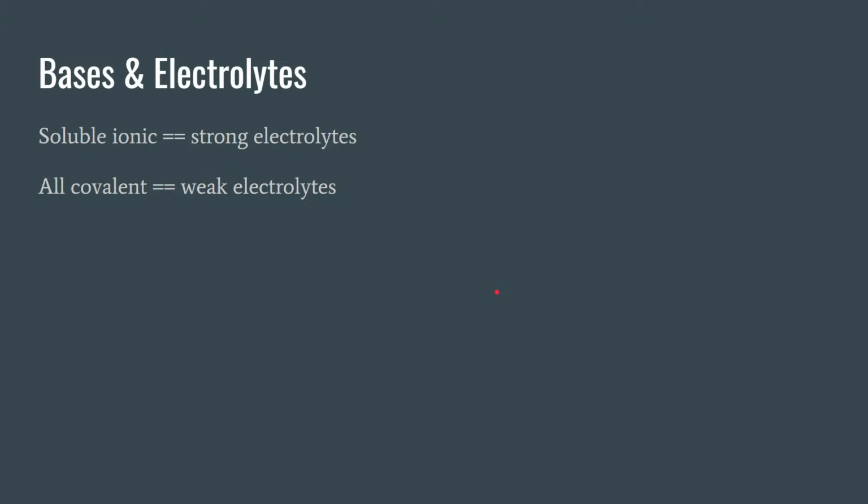So, as for being electrolytes, your soluble ionic bases, the strong bases, those are going to be strong electrolytes. All of your covalent compounds are going to be weak electrolytes. Personally, I've seen it written both ways when it comes to the insoluble compounds. They dissociate 100% when they dissolve. It's just that they don't dissolve very much. So do they count as strong or do they count as weak? It's kind of up in the air.